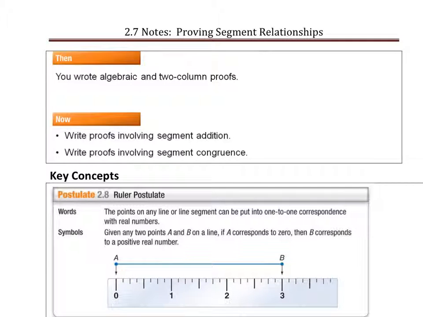Hi everyone, this is the next section in Notes 2.7, and this time we are going to be proving segment relationships using the two-column proof.